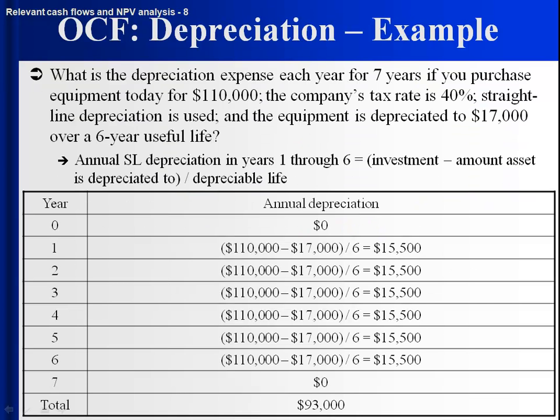Here I laid out a table, and you can see there's no depreciation in year 0. Years 1 through 6, each year of the depreciable life, are the same. It's the investment, which is 110,000 minus 17,000, which gives us $93,000 total that we get to take as depreciation. We're doing it over a 6-year life, so divide by 6, and each year for 6 years we get to take $15,500. Then we get to year 7. We're still running this project, we still have this equipment, but we are past the depreciable life, and so the depreciation is 0.